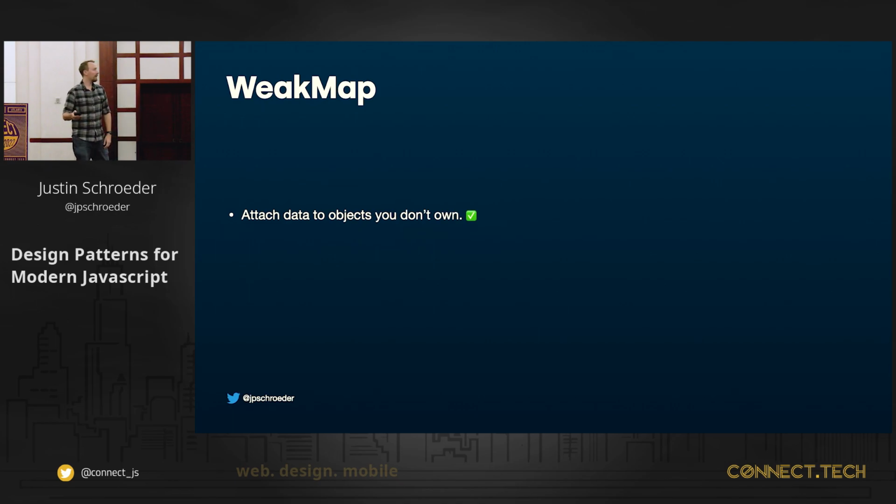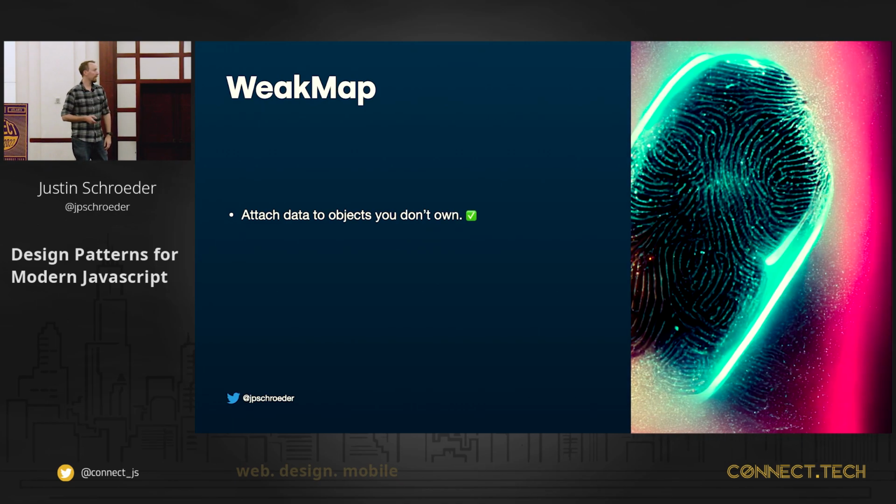So this lets you attach data to objects you don't own. It's a little bit like a fingerprint, if you think about it. I've tried really hard to come up with analogies, and this is the best I can come up with. It's a little bit like the iPhone fingerprint reader. It lets you say the phone is attached to me with my fingerprint, even though the phone does not own me. I have the ability to access the information there.